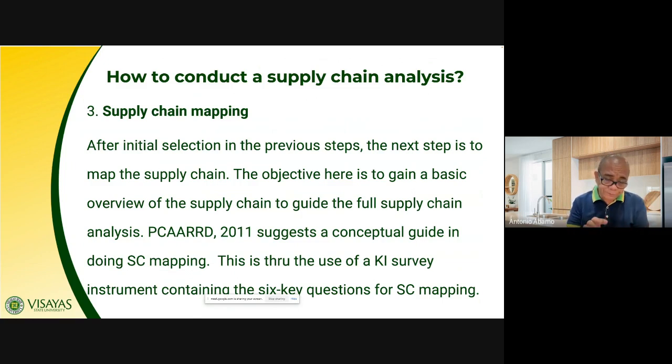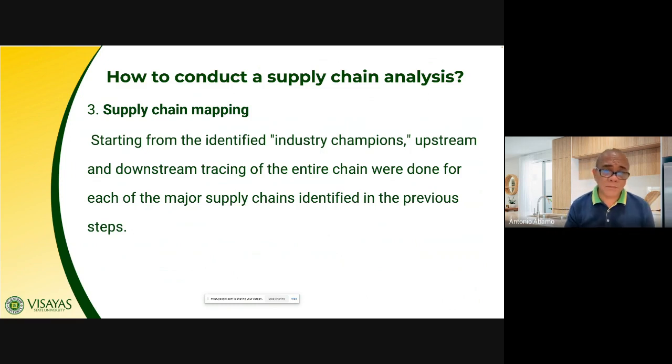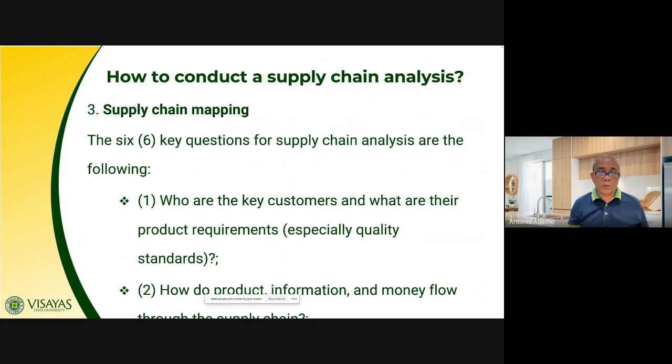Now, the next step, after prioritizing and after identifying industry champions, is supply chain mapping. Okay, supply chain mapping. In supply chain mapping, there are considerations to take and questions to follow. These questions we call the 6K questions for supply chain mapping. This was pioneered by Picard in 2011, which suggests a conceptual guide in doing supply chain mapping. There are various questions that we need to comply with. We call them the 6K questions for supply chain analysis used in mapping.